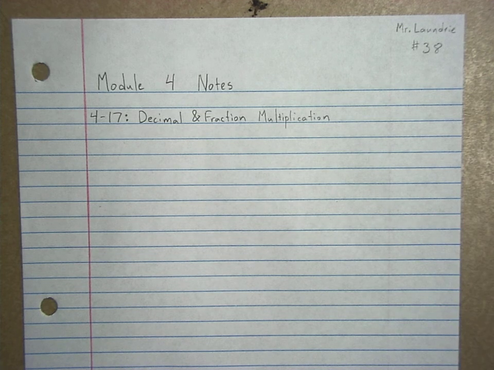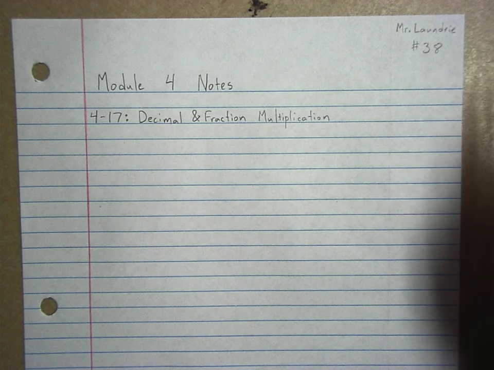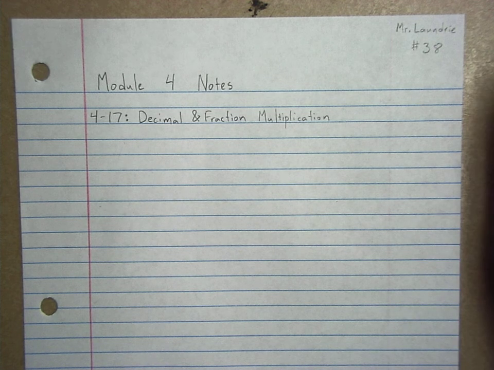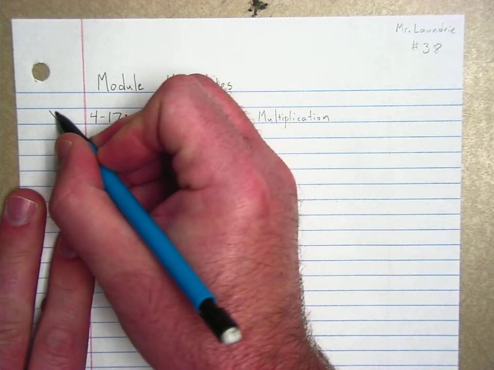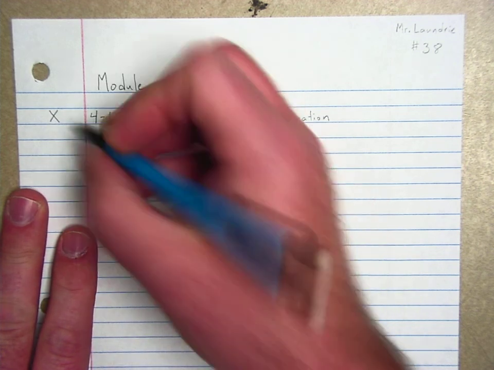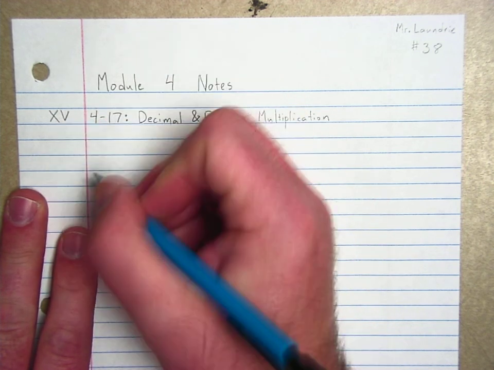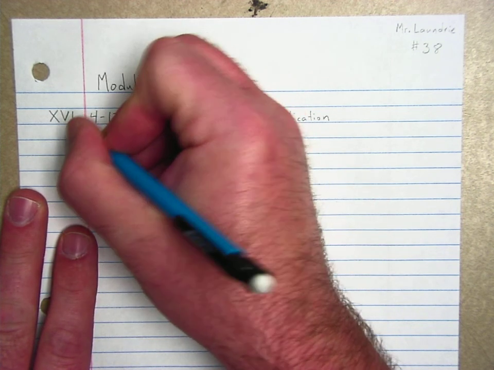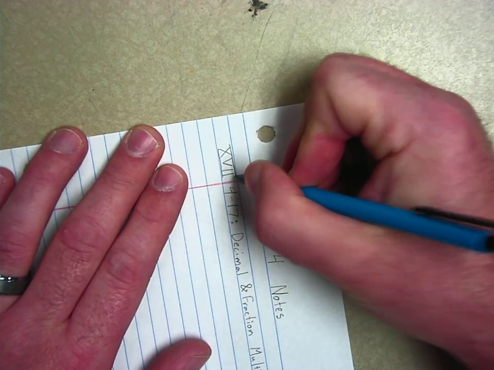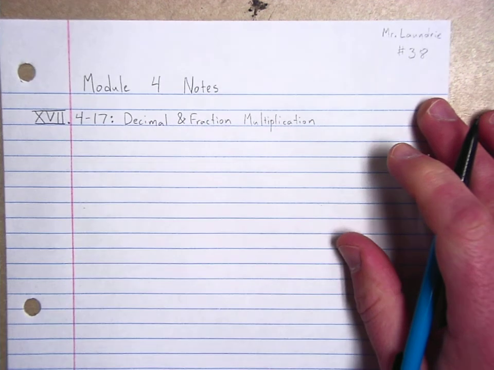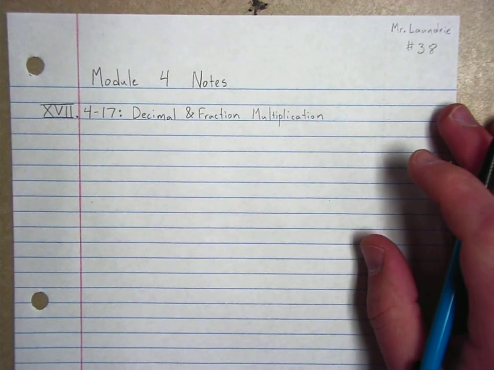Today we're going to take a look at 4-17, Lesson 17, Decimal and Fraction Multiplication. Got quite a big Roman numeral happening for this one. 10 plus 5 more is 15, 16, 17. So, kind of a long one. All right. Decimal fraction multiplication.